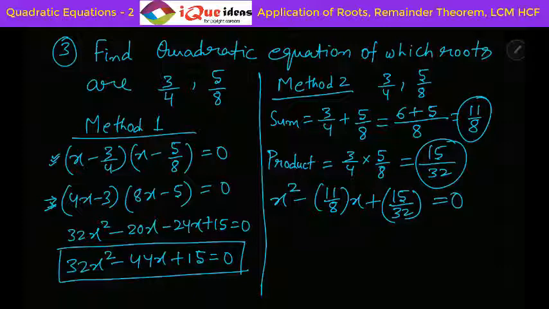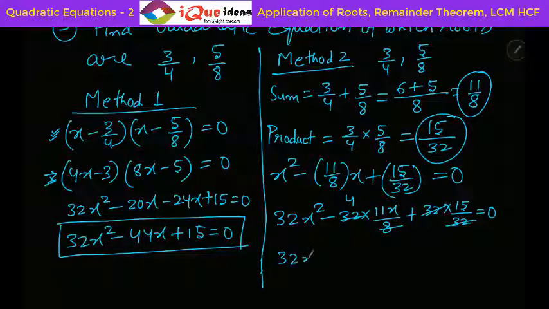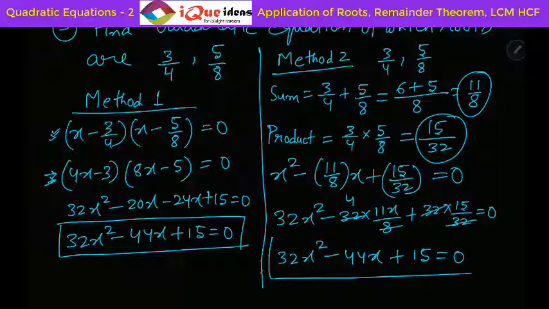Now here if you multiply the whole thing by 32, what will happen? We will get 32x square minus 32 into 11x by 8 plus 32 into 15 by 32. So what we are doing is multiplying every term by 32. Now in the last one, 32 cancels by 32, and 8 cancels 32 four times. So our final answer in this case is 32x square minus 4 into 11x, which is 44x, plus 15 equal to 0. So as you can see, the answer is the same.